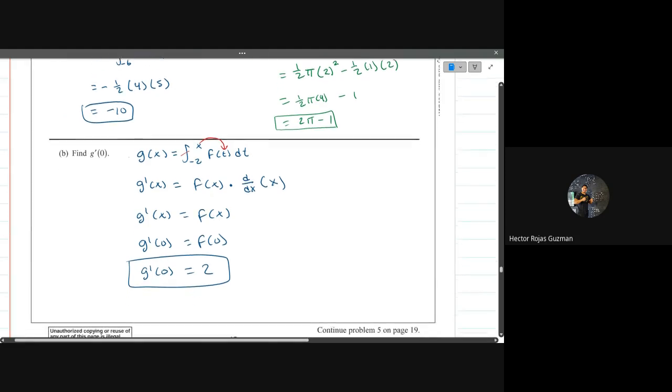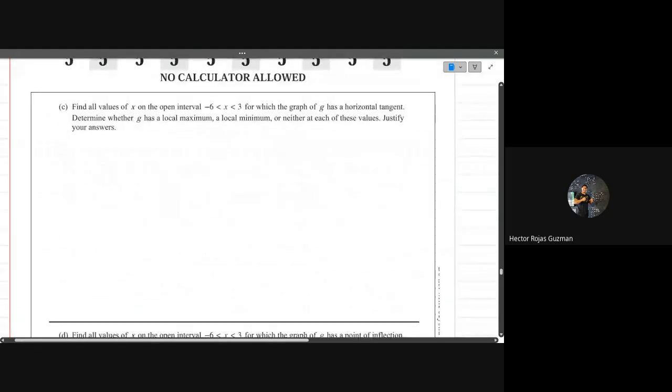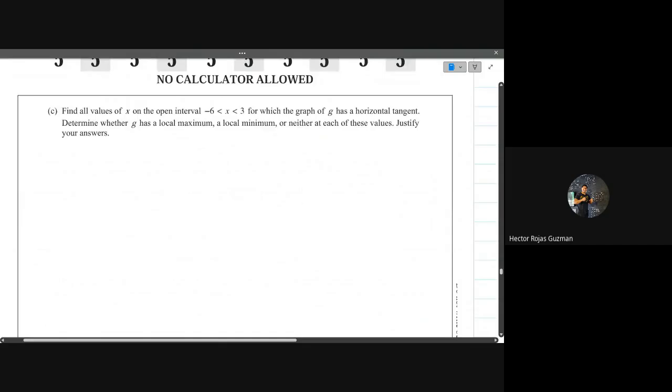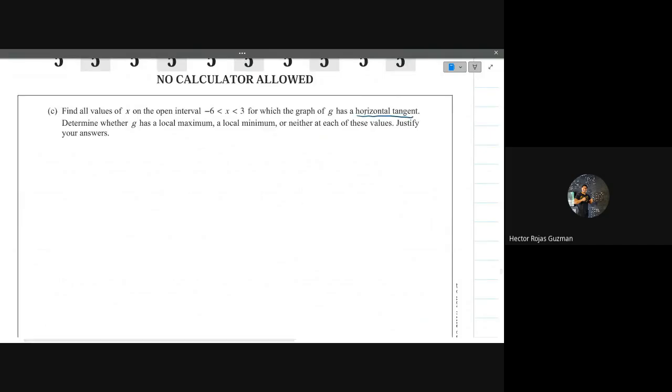Okay. Find all the values of x on the open interval where the graph has any horizontal tangents. Determine if it's a maximum, a minimum, or neither. This question is basically the same thing as question number 4, where you take your derivative, you set it equal to 0, you find your critical points, and then you do your number line.